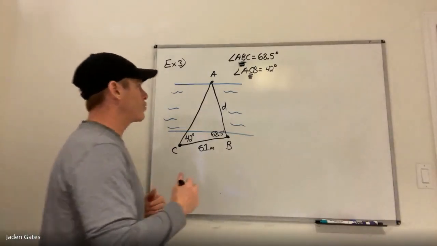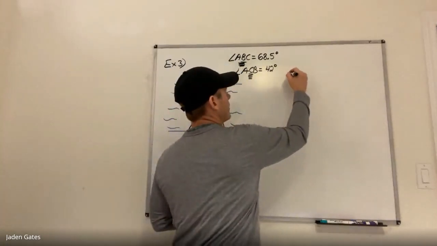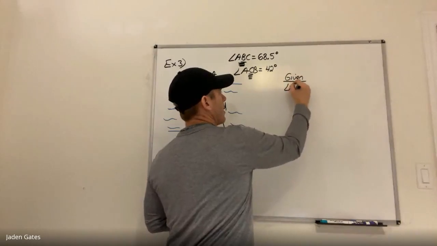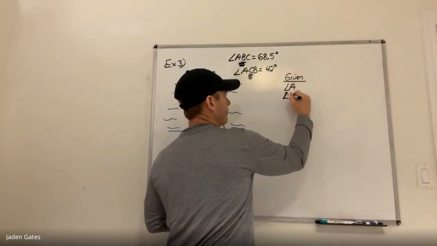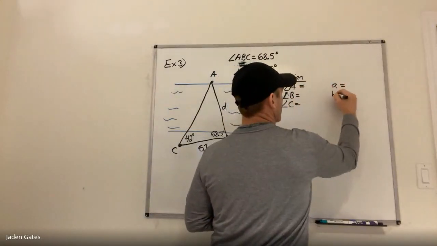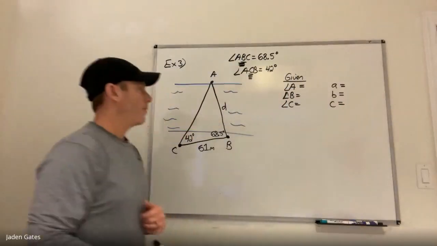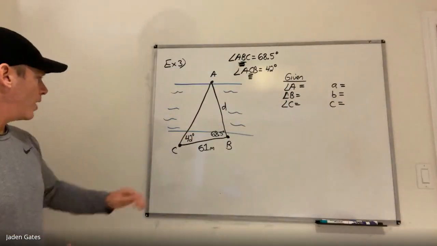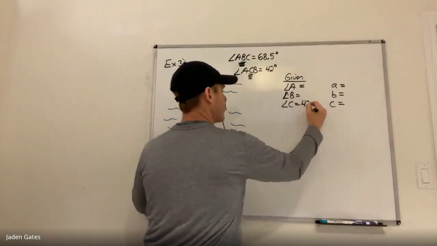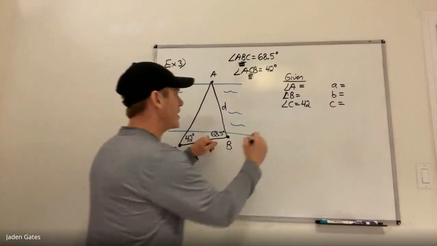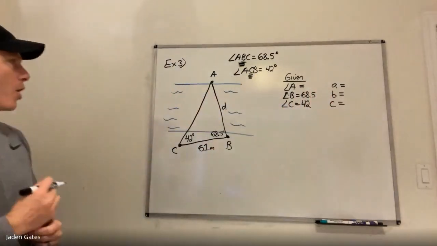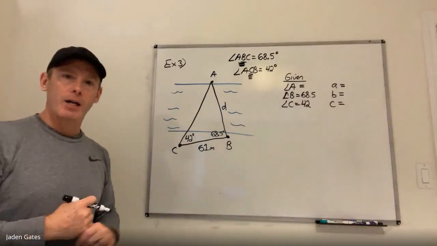Write down my given information here. So again, with my given information, when you're dealing with a non-right triangle, we got 3 angles and 3 sides. All right, so what do I know? Well, again, my angles are the easiest here. I got an angle of 42 degrees for C. B is 68.5. A, I don't know.